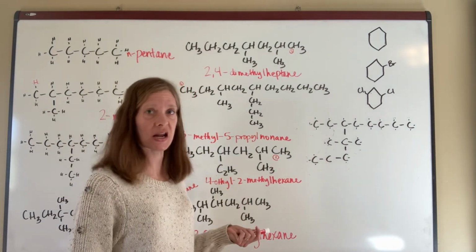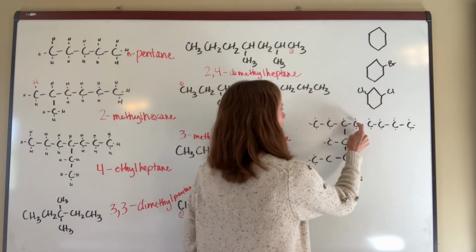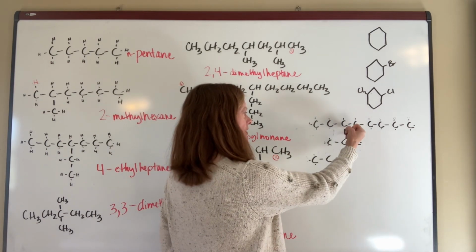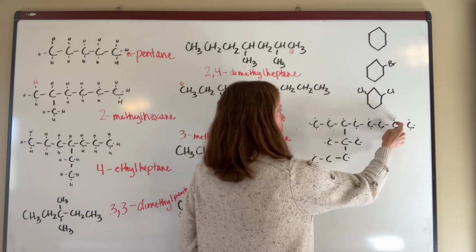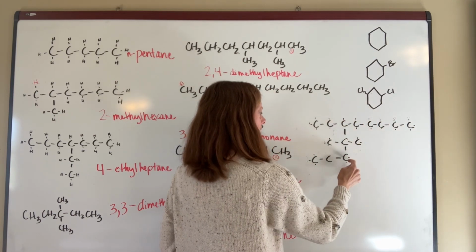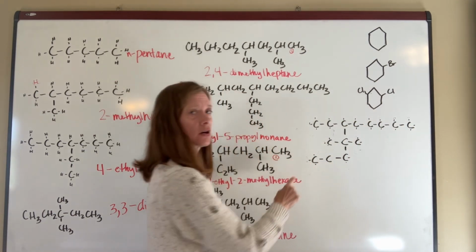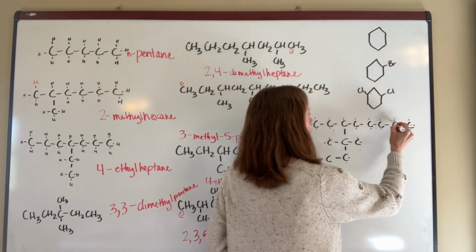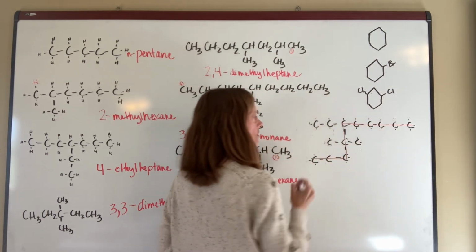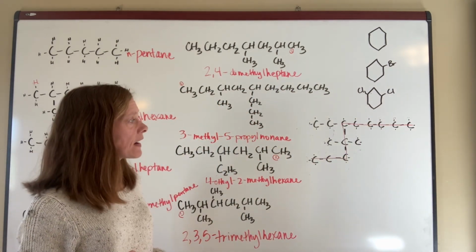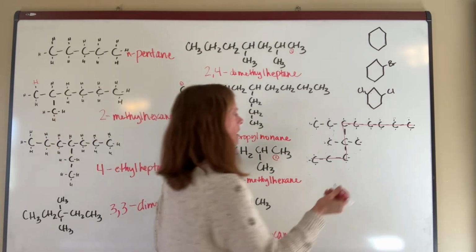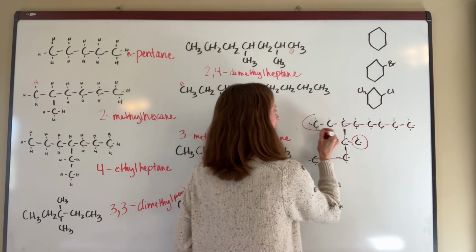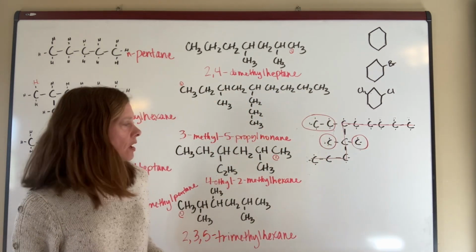So where's my longest chain? 1, 2, 3, 4, 5, 6, 7, 8 in the top. But if I go down here, I can go 1, 2, 3, 4, 5, 6, 7, 8, 9, 10. So I can actually get up to 10 in a chain if I go this direction and take this as my longest chain. Okay, so now I need to look at it, see what's hanging off of it. All right, I have a methyl group here, I have a methyl group here, I have an ethyl group there.